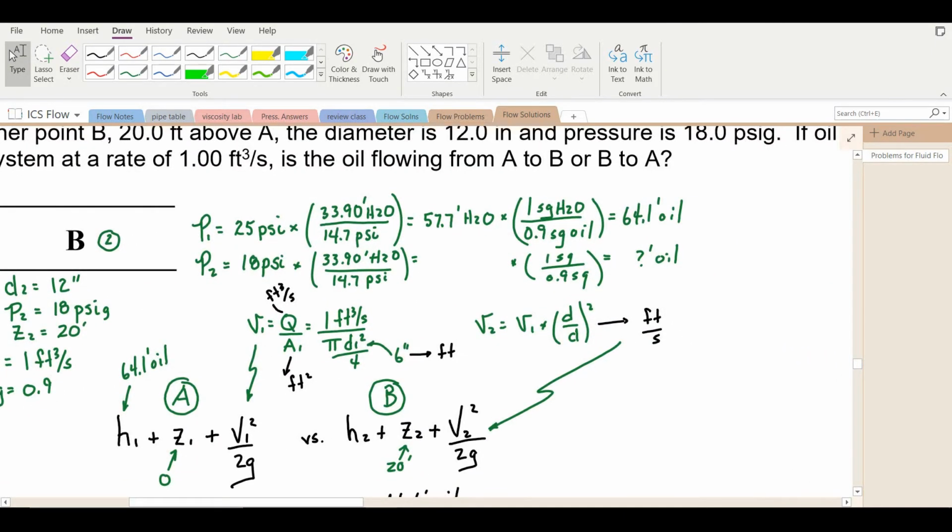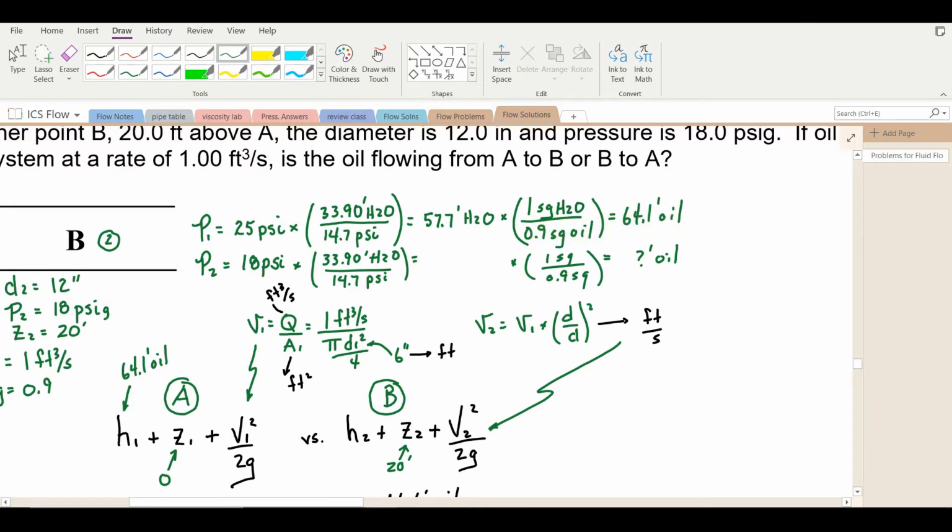So we're told that the pressure at point 1 or point A is 25 psi. Let's convert that to height of water. 33.9 feet of water for every 14 psi. So 25 psi is equivalent to 57.7 feet of water. How much oil would that be? Well, the oil is lighter. Most oils are, right? So we need a taller column of oil to exert the same pressure as 57.7 feet of water. So divide by 0.9 and you'll have 64.1 feet is the height of the oil.